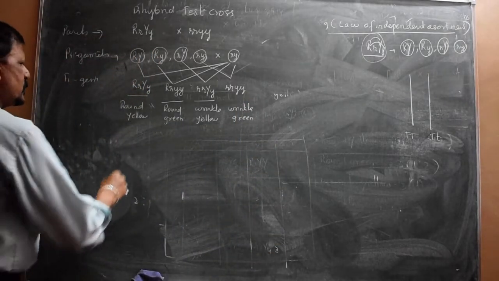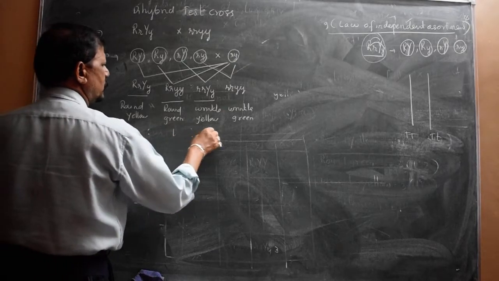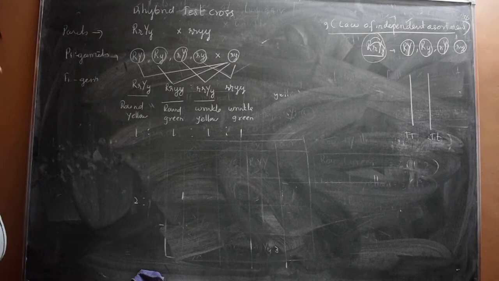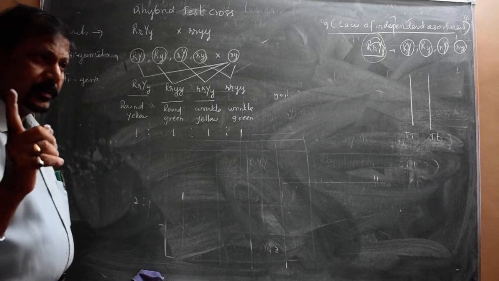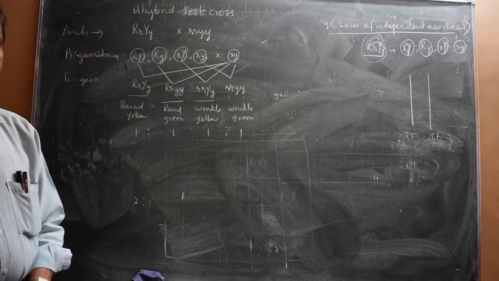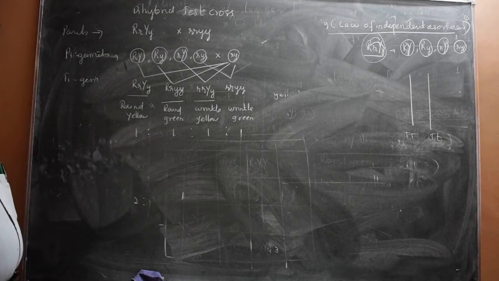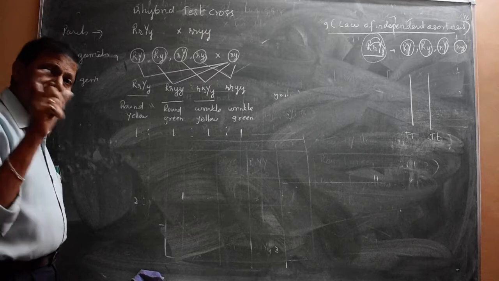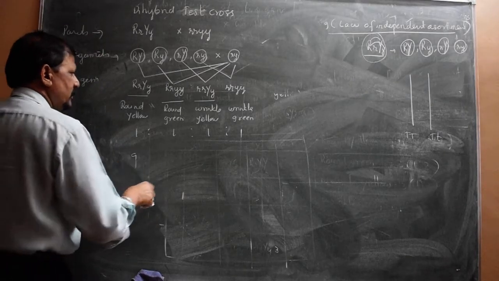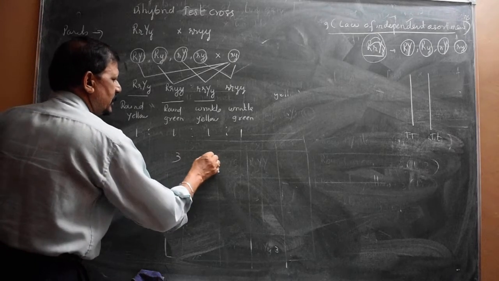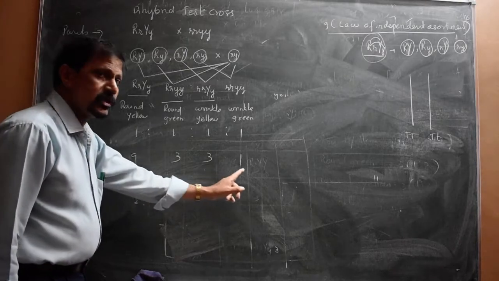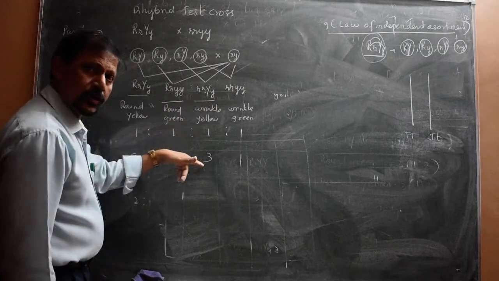So what is the ratio? 1:1:1:1. What did you understand? At the end of the dihybrid cross we got 16 plants. In those 16 plants, how many types of plants did we get in total? 4 types of plants. Round yellow 9, round green 3, wrinkle yellow 3, and this is 1. That is the 9:3:3:1 ratio.